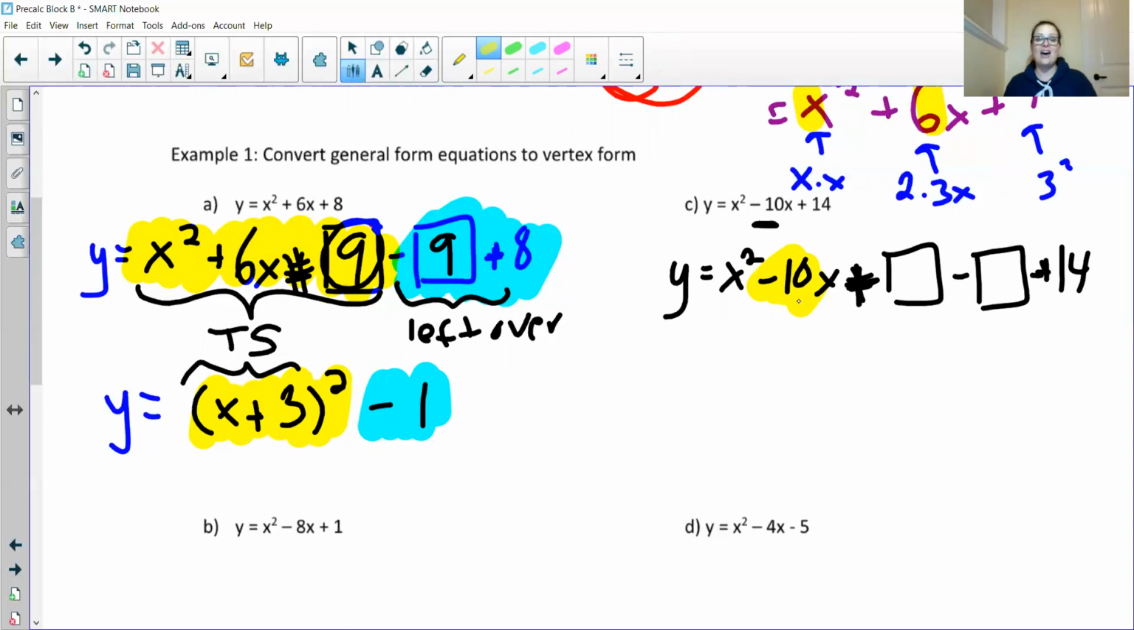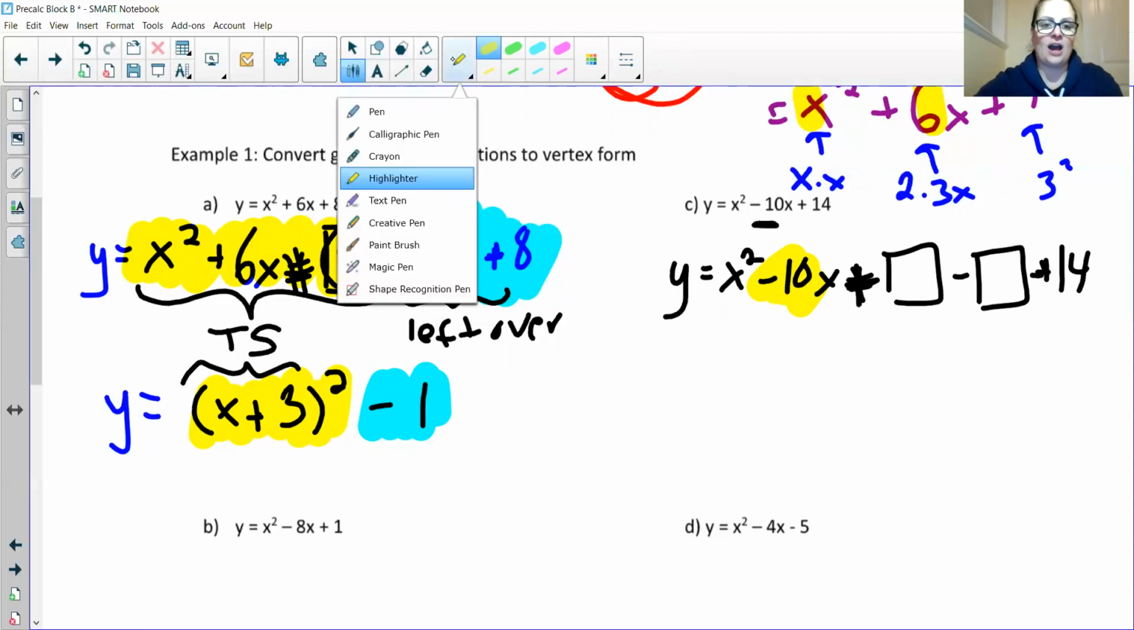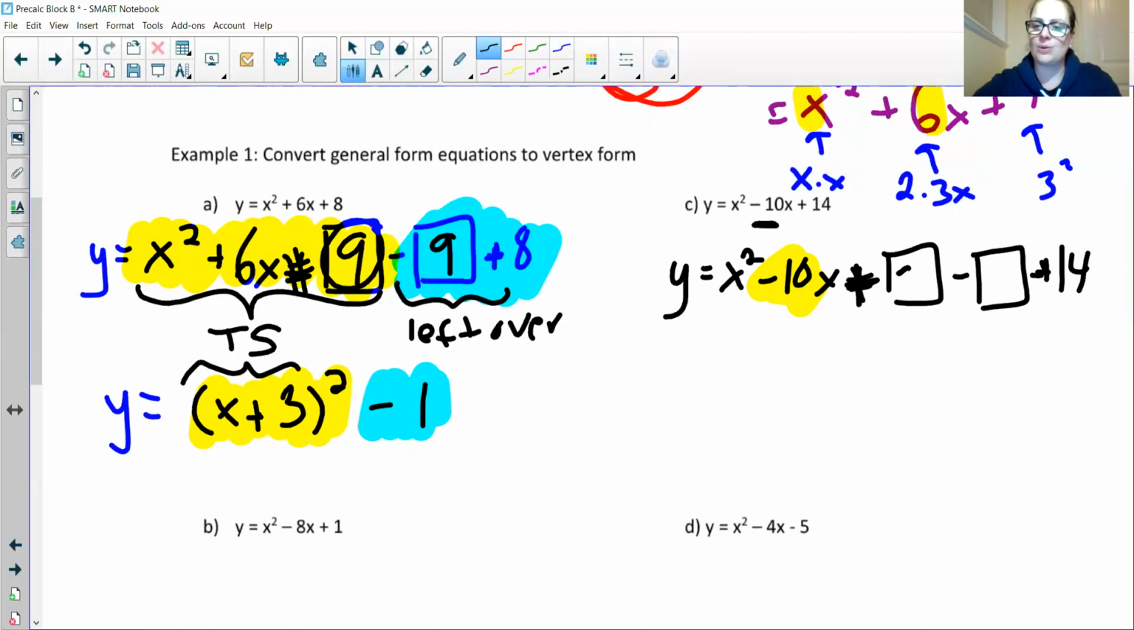We need to think, what's half of 10 or -10? It's 5. So then we're going to square that. Half of 10 is 5. 5 squared is 25. If we add 25 to the right side, we also have to subtract 25 because otherwise, it's not the same thing. We've changed it irrevocably. So we have to add and subtract the same value.